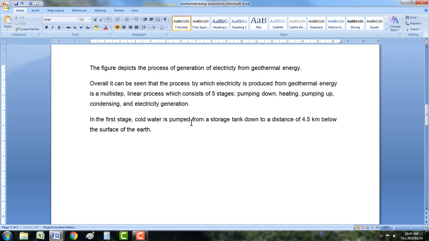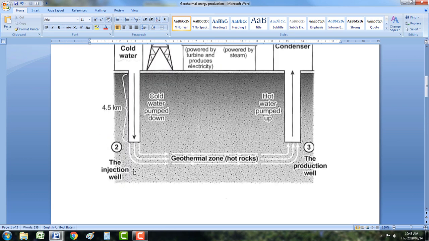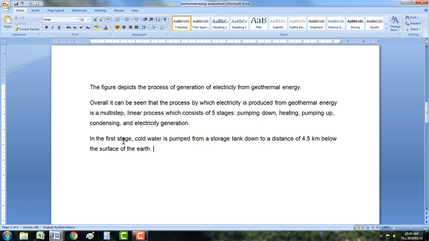Right, next, the water travels in stage 2. You can say in the second stage, but you don't want to repeat in the first stage, in the second stage, in the third stage, in the fourth stage. You want to try and use different linking language. So I'll say in stage 2, or I'll say next. Okay, in this example, I'll just say next.